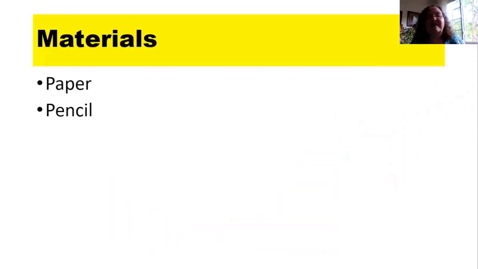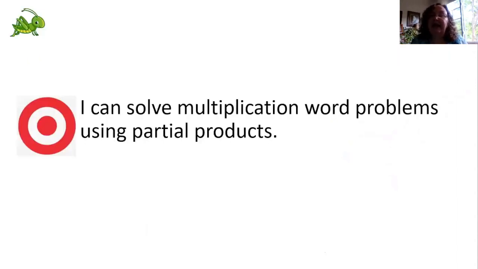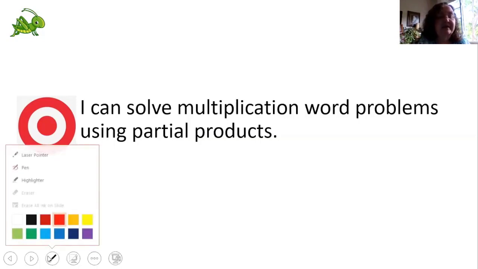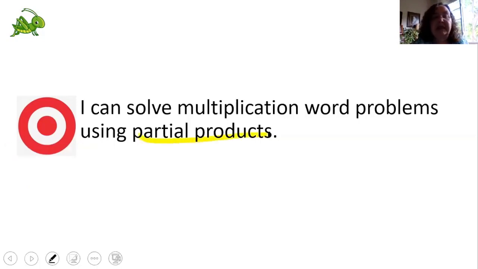All right. The materials you're going to need today are paper or the practice set and a pencil. And on the very last page of your practice set is a graphic organizer that we're going to be using today. So let's look at our learning target one more time. I can solve multiplication word problems using partial products. I need to find out, what does partial products mean? So let's get started.